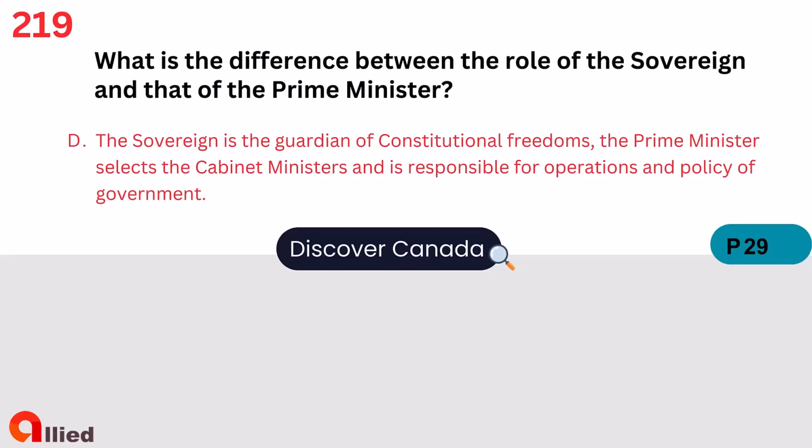The answer is D. The sovereign is the guardian of constitutional freedoms, the Prime Minister selects the cabinet ministers, and is responsible for operations and policy of government.